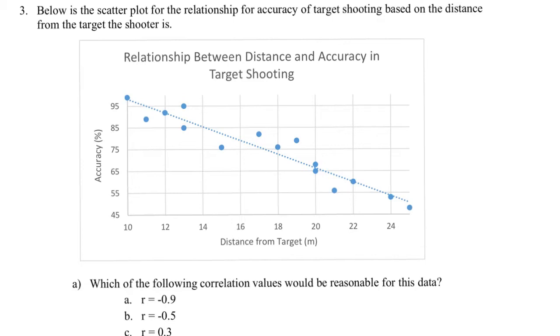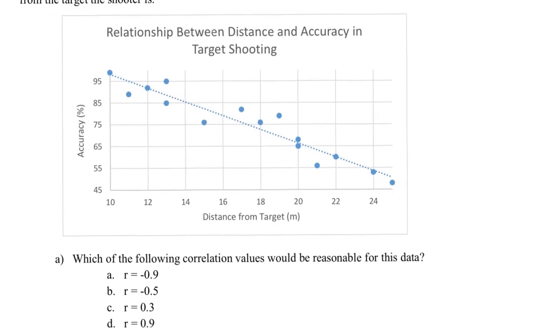So we see if we're further away, like this value over here, our accuracy is lower, right? We're not hitting the target. But if we're super close to it, like up here, right on top of the target, our accuracy is higher. So we want to know which of the following correlations would be reasonable for this data set.